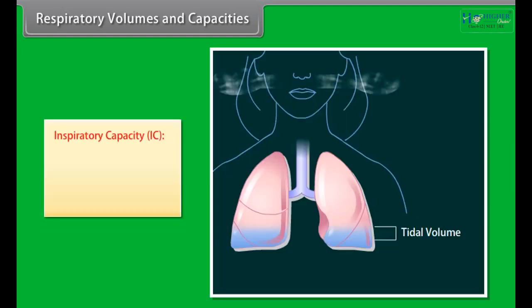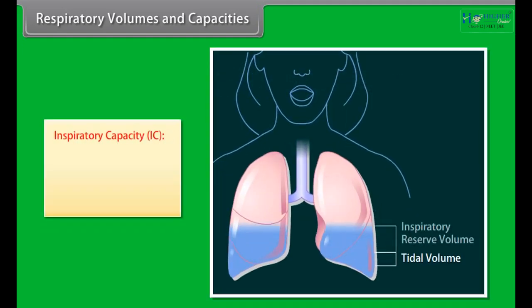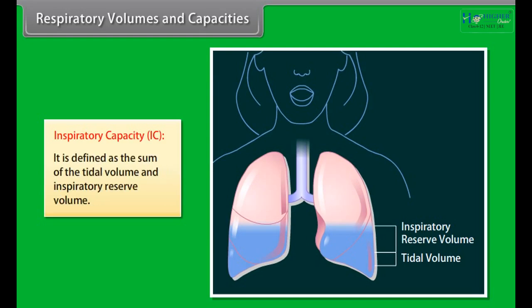Respiratory volumes and capacities. Inspiratory capacity, IC. It is defined as the sum of the tidal volume and inspiratory reserve volume.